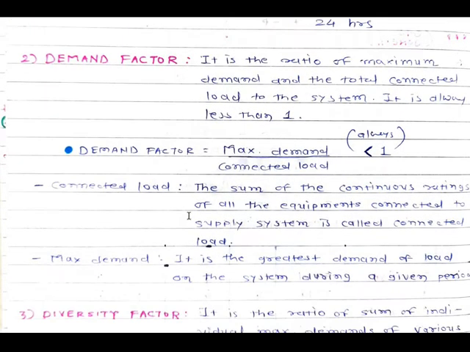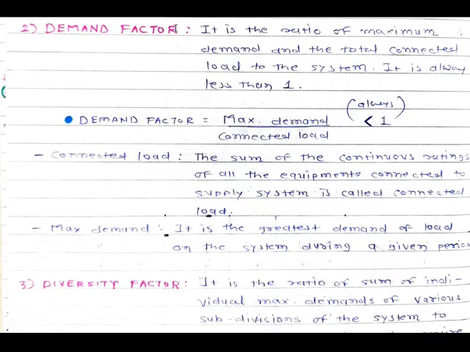Now the second definition, demand factor. It is the ratio of maximum demand to the total connected load to the system, and it is always less than 1. So the basic definition of the demand factor is that maximum demand divided by total connected load to the system is called demand factor.